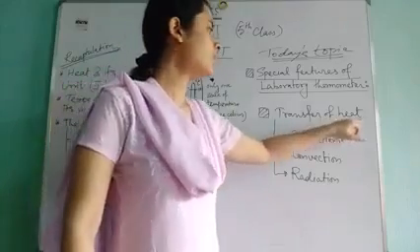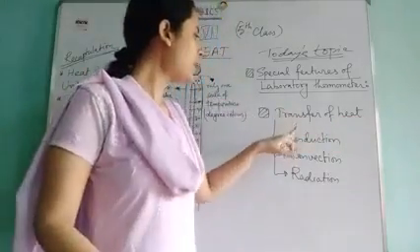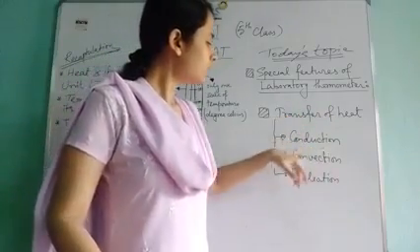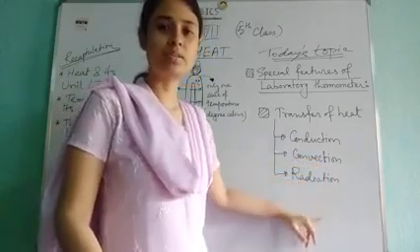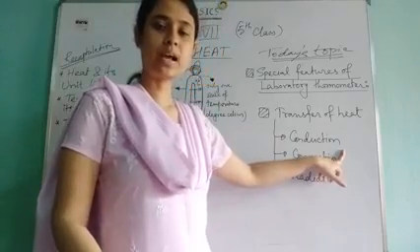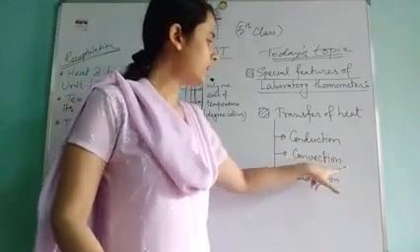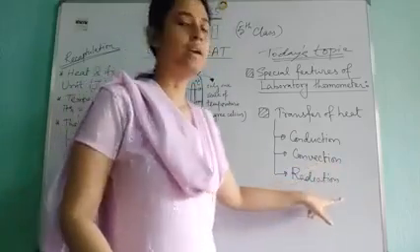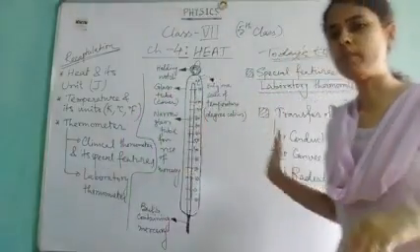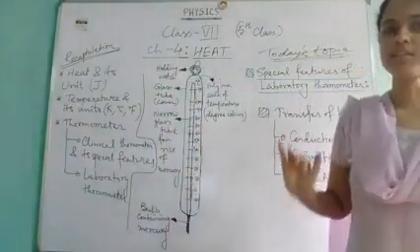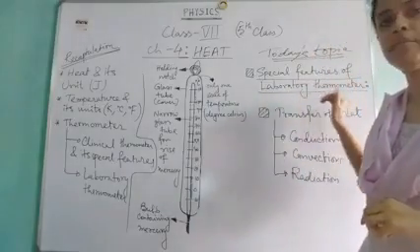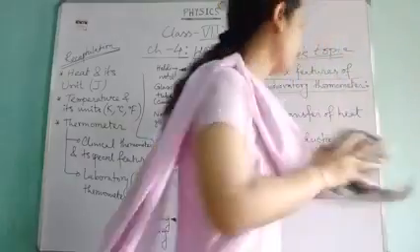the transfer of heat. When I come to that part, I will be discussing that heat transfer takes place in 3 types of process. What are they? The heat transfer can take place in conduction mode, in convection mode and in radiation mode. So now we will not talk about the transfer of heat. At first, let us write down the special features of the laboratory thermometer. Okay.